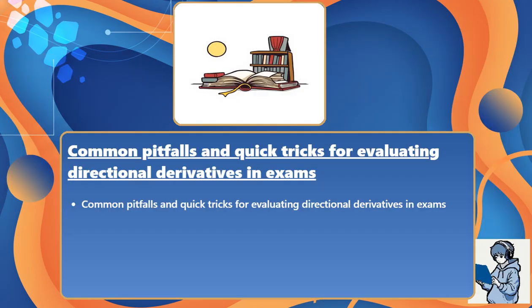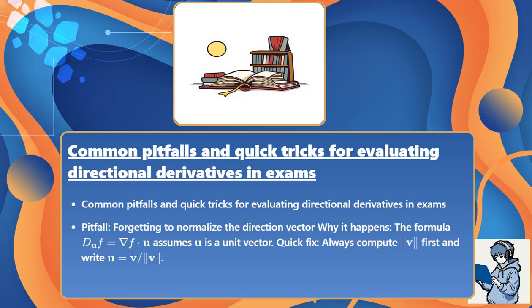Common pitfalls and quick tricks for evaluating directional derivatives in exams. Pitfall: forgetting to normalize the direction vector. Why it happens: the formula D_u f equals nabla f dot u assumes u is a unit vector. Quick fix: always compute the norm of v first and write u equals v divided by the norm of v.